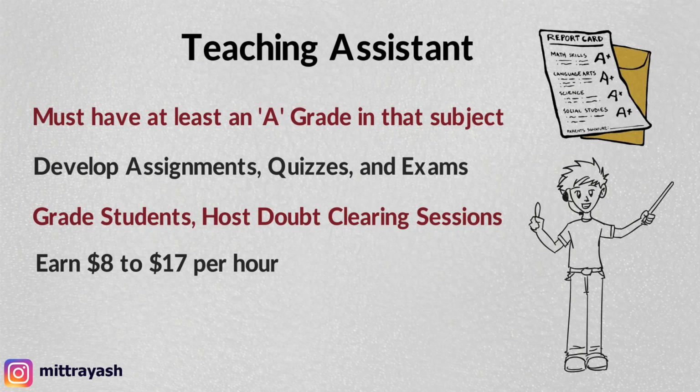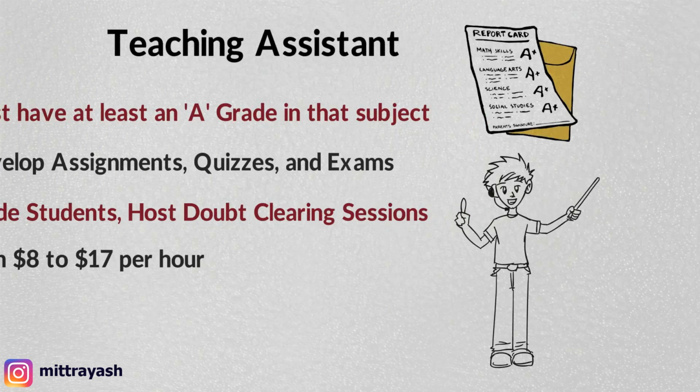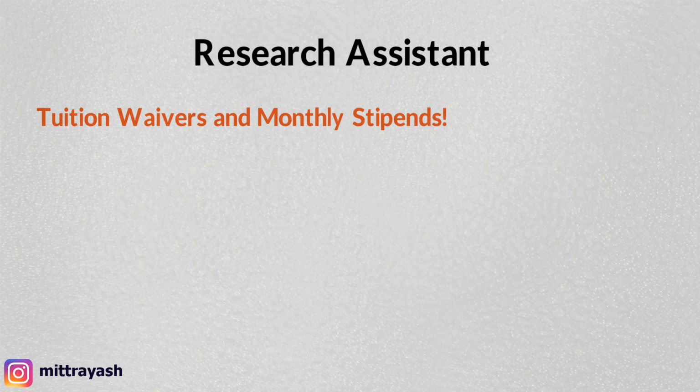In that case, he might give you anywhere from $8 to $17 per hour. This might also depend on whether you are an undergrad or a graduate student. Next is the research assistant, and it is one of the most popular jobs out there. However, you should make sure that only if you are interested in research, you go forward with this job.